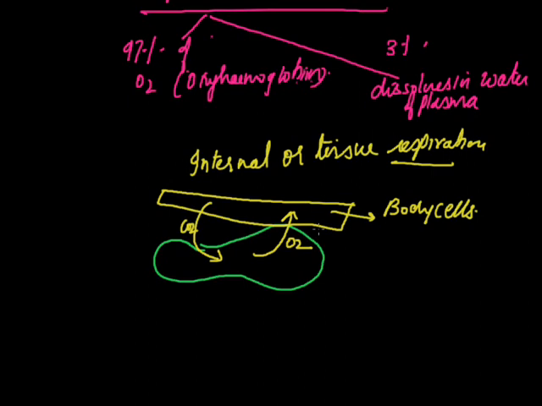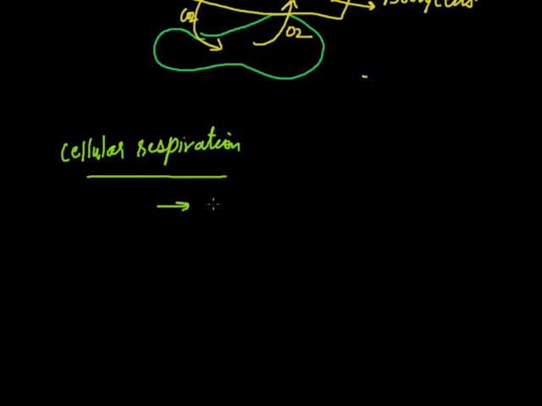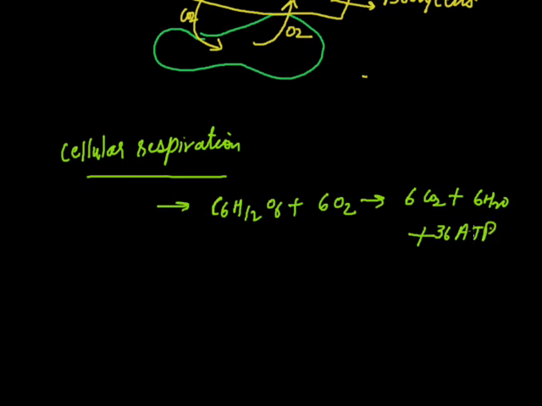Now, cellular respiration. The biological oxidation of glucose in cells is called cellular respiration, and the main equation for cellular respiration we can write as carbohydrate, that is C6H12O6, plus oxygen, and it will give rise to 6CO2 plus 6H2O plus 36 ATP. This is the equation for cellular respiration, and this is a reversible reaction. It can be reversed also.